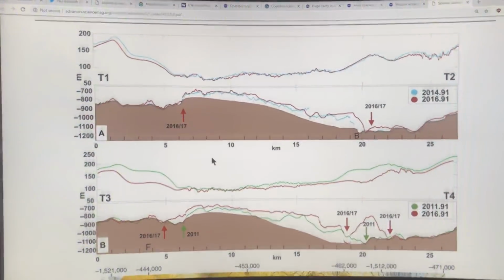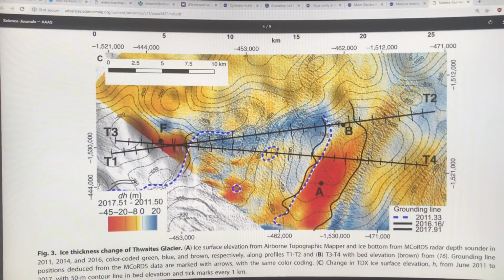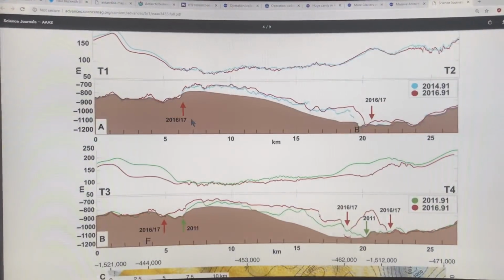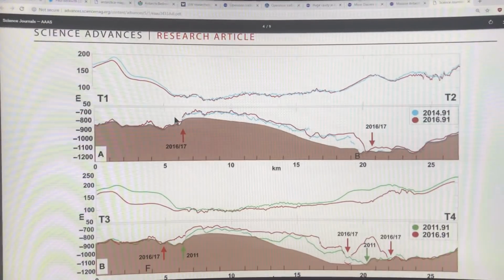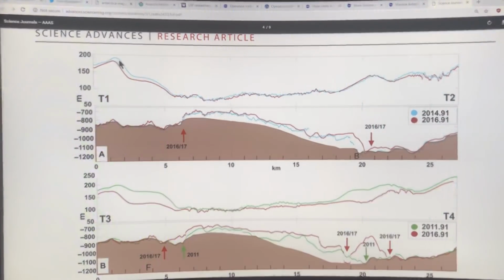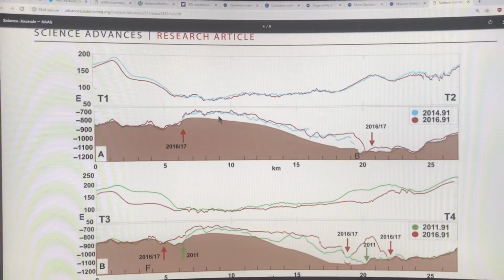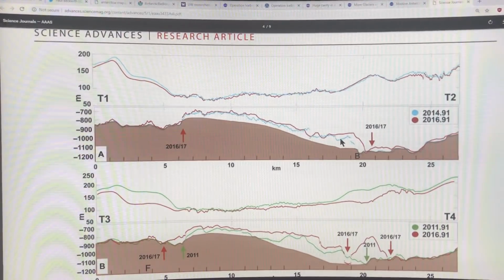Okay, so what we have here is two transects through the ice, T1 to T2, T3 to T4. The grounding line is shown in here by the arrows. So what you can see is this is the top surface in 2014, the blue line. This is the top surface of the ice, and this is the bottom surface of the ice. So there is a gap here above bedrock, right? So the ice is sitting on the bedrock.